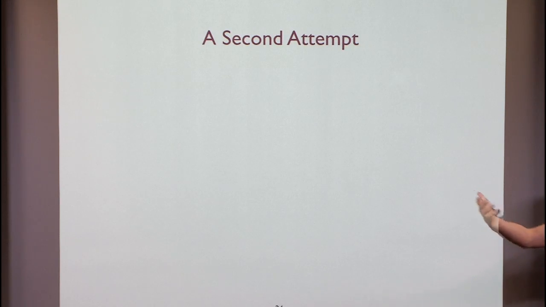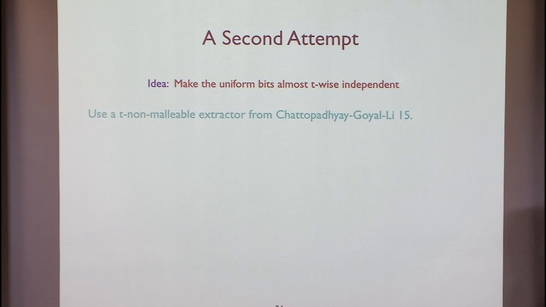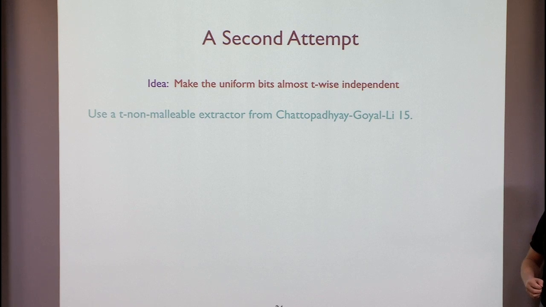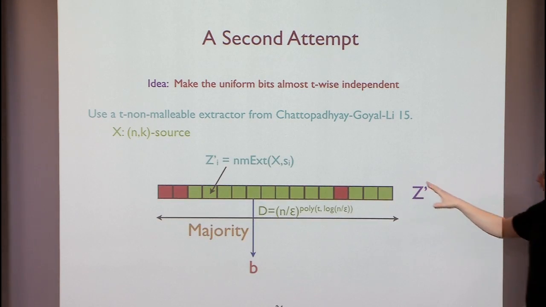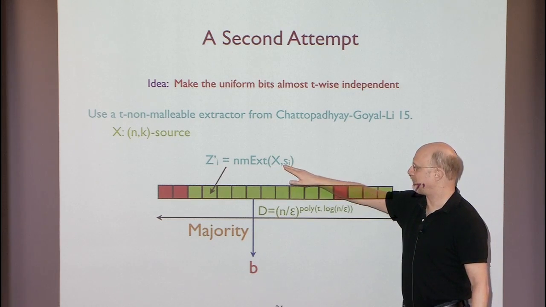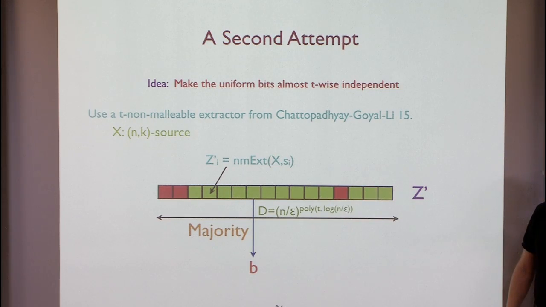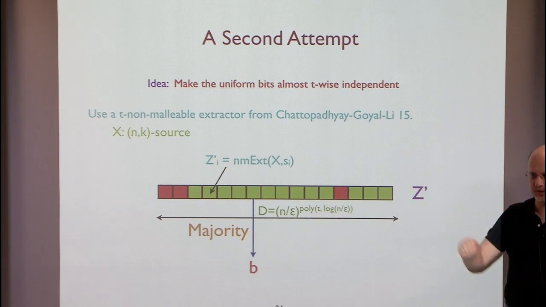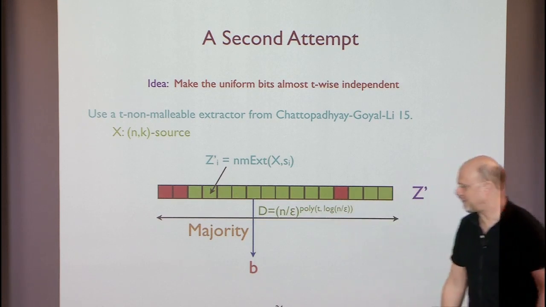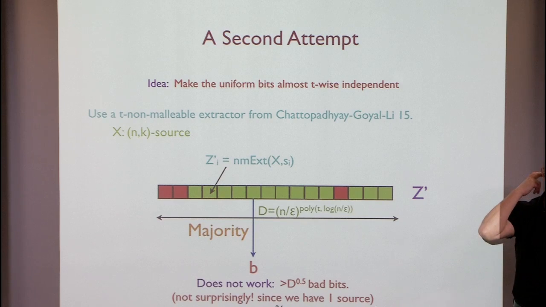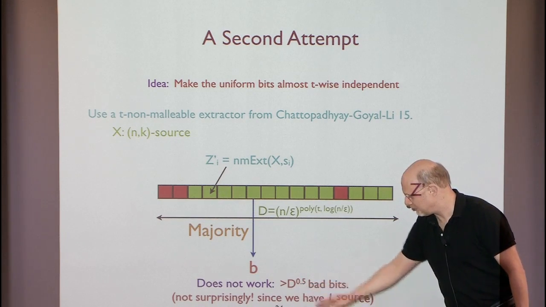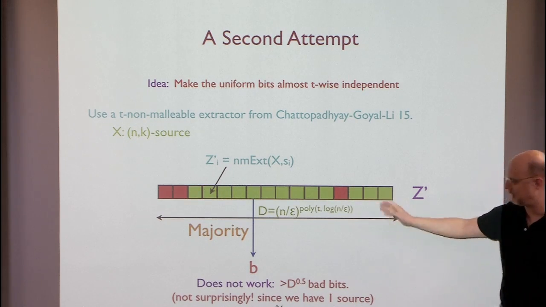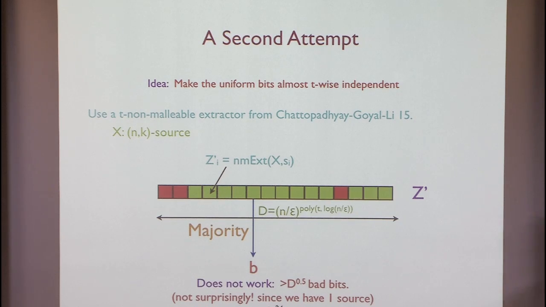So this leads us to our second attempt. Let's replace the previous idea, but now use a non-malleable extractor. So again, this is the same thing. Now we're just using our non-malleable extractor and cycling over all possible seeds. This is actually quasi-polynomial and no longer polynomial, but let's not worry about that for the moment. Now we try taking a majority. Well, this doesn't work either. The number of bad bits is more than square root of d. And again, this is not surprising because we only have one source. We can't expect to have a one-source extractor.